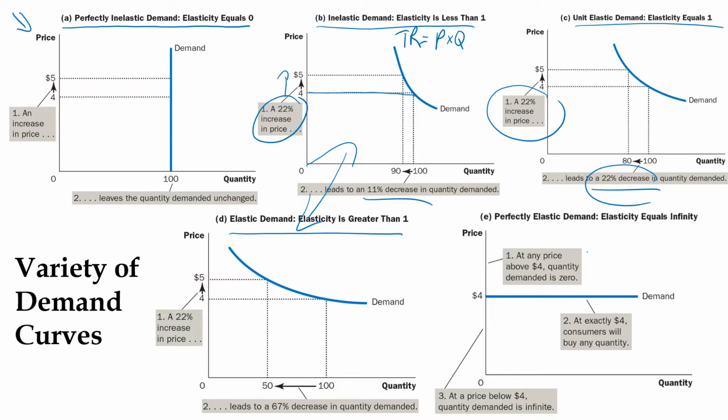So what would you do here? Would you increase the price from $4 to $5? A 22% increase in price leads to a 67% decrease in the quantity demanded. And so no, if you wanted to increase total revenue, you would not want to increase the price if it was elastic.